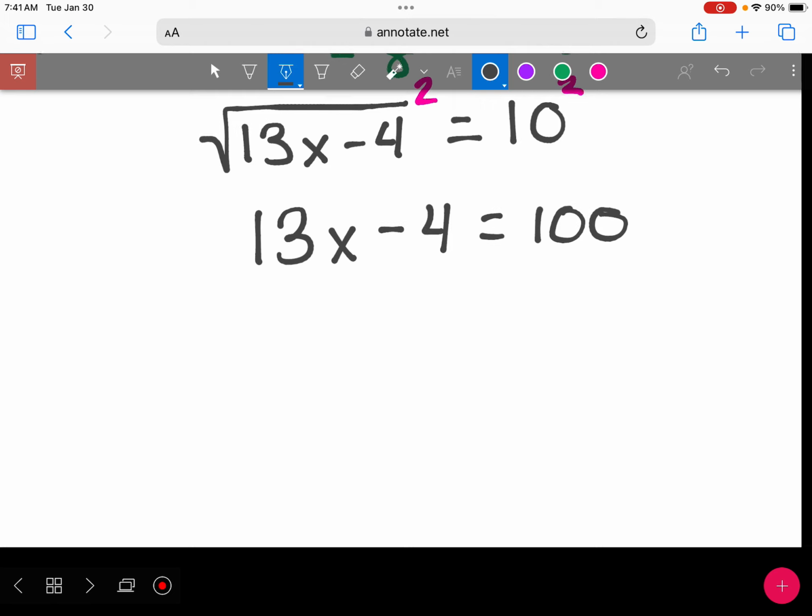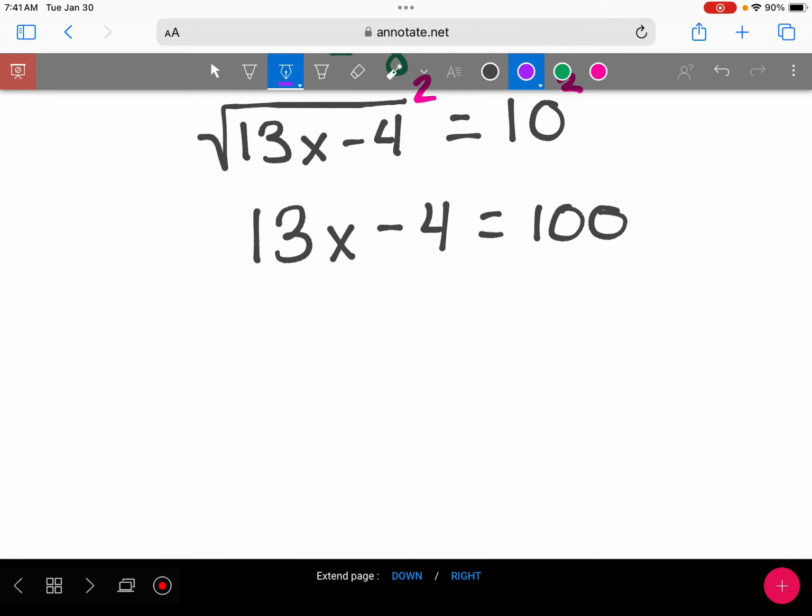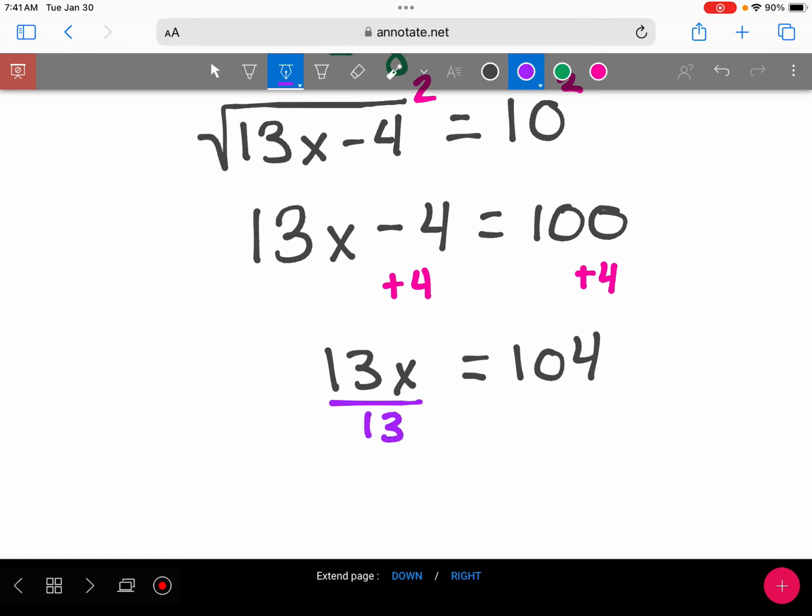I feel like I made this gross, but okay. What are we going to do to get this by itself? To figure out what x is? Add 4. So we have that 13x equals 104. And what do we do to get x by itself? Divide by 13.